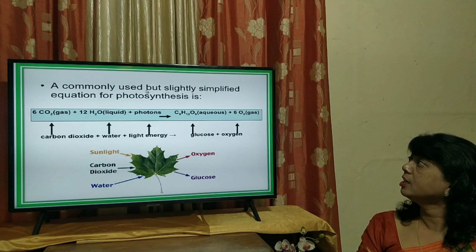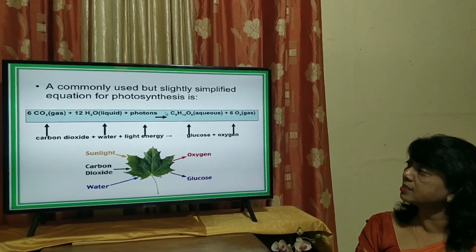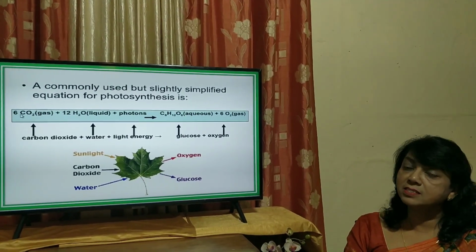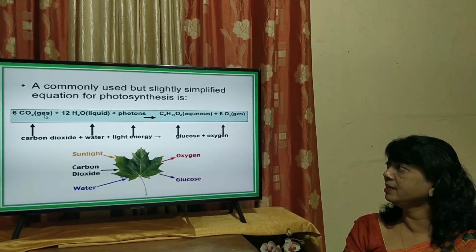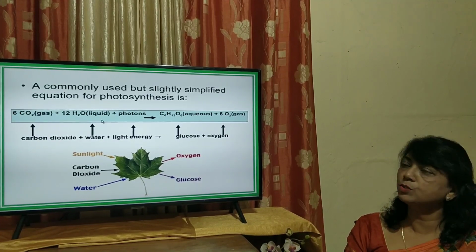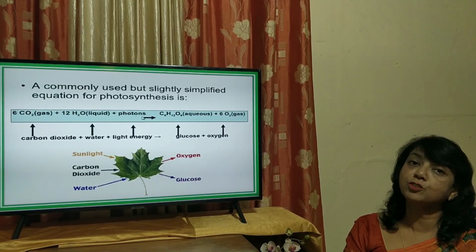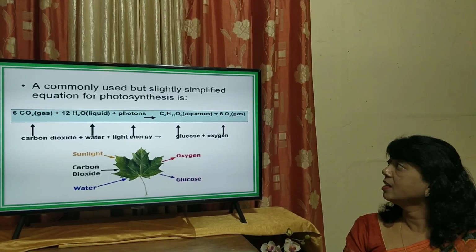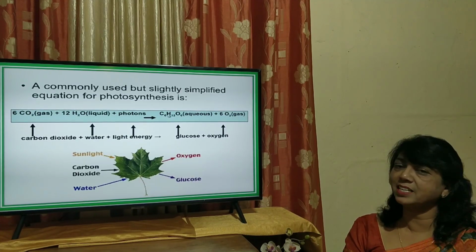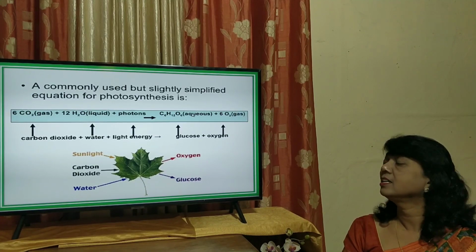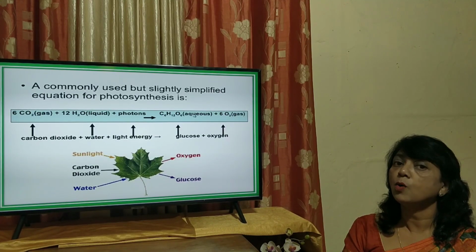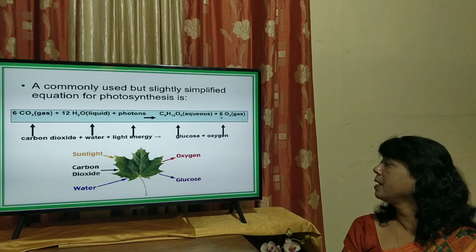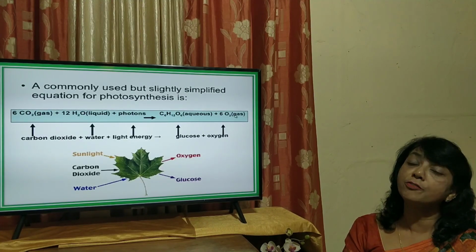A commonly used but slightly simplified equation of photosynthesis is: 6 molecules of carbon dioxide plus 12 molecules of water plus photons. Photons means light energy. This is equal to C6H12O6, that is glucose, 1 molecule of glucose plus 6 molecules of oxygen.